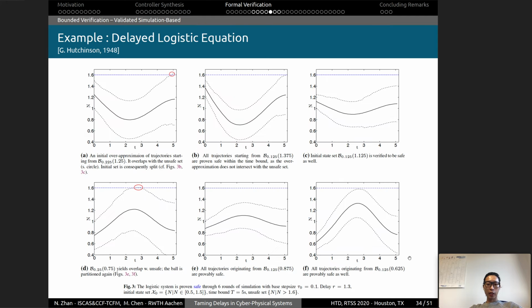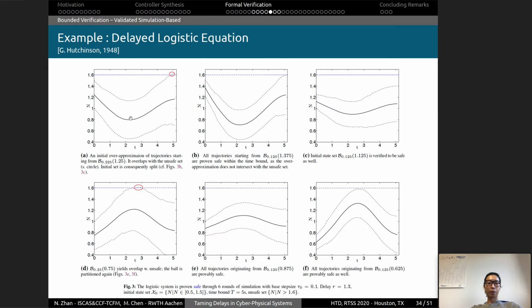Okay, and then here's a safe example on the same system. Suppose we are interested in the reachable set starting from the initial set of states, which is from 0.5 to 1.5. And then we first do a partition. It gives us two sub-intervals. One is from 1 to 1.5, and the other is from 0.5 to 1.